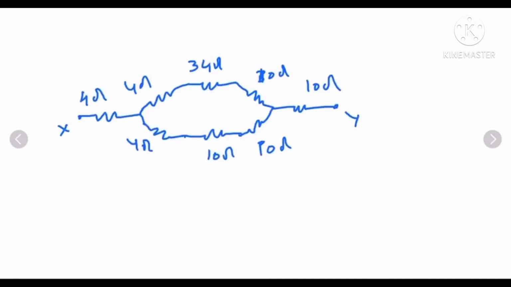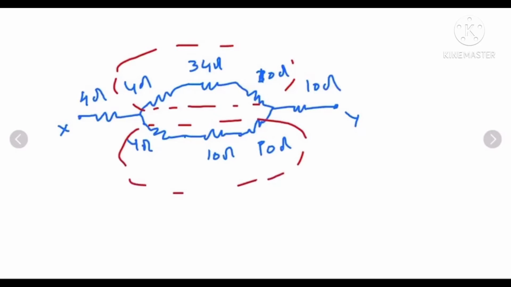Now we will again see, are there any possibilities of series connection? Yes, these two branches have series connections. So we will find the equivalent values of these resistances: 4 plus 10, that is 14 ohm, and here in this branch it is going to be 4 plus 10 plus 10, that is nothing but 24 ohm. And again we will draw the equivalent circuit.